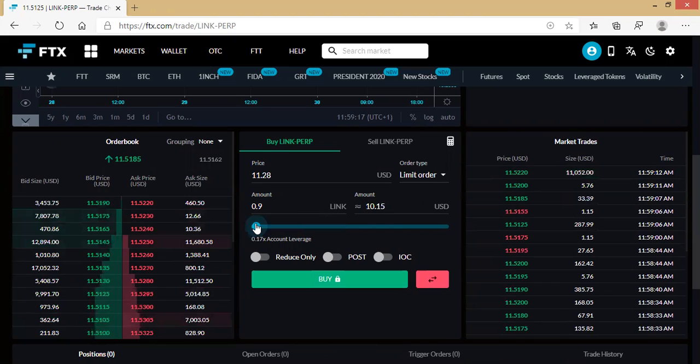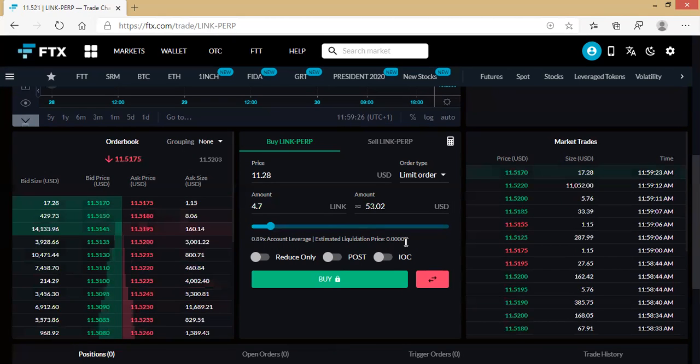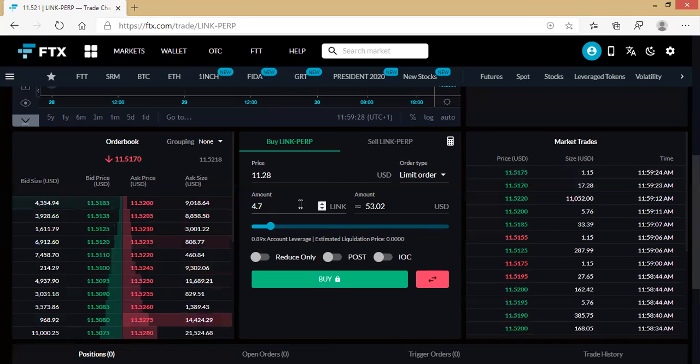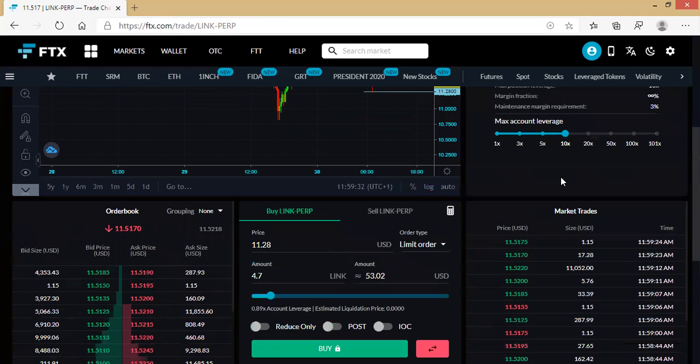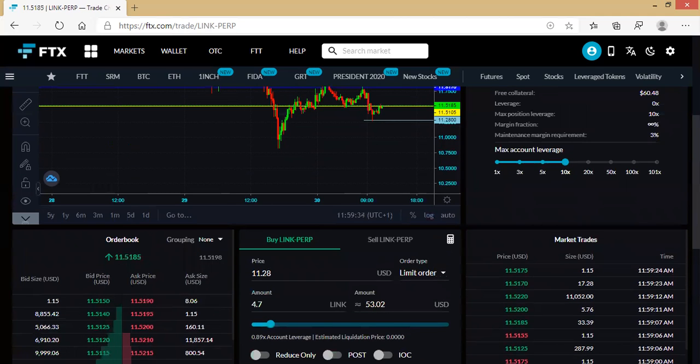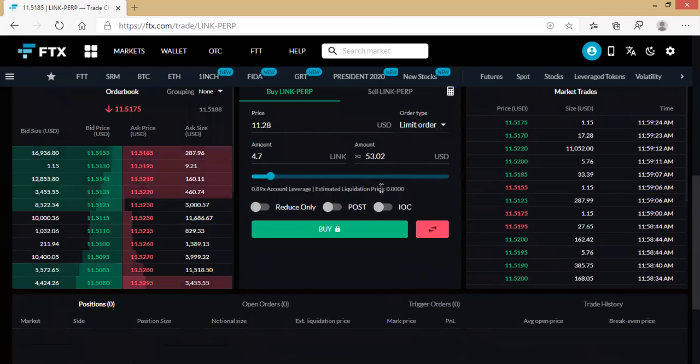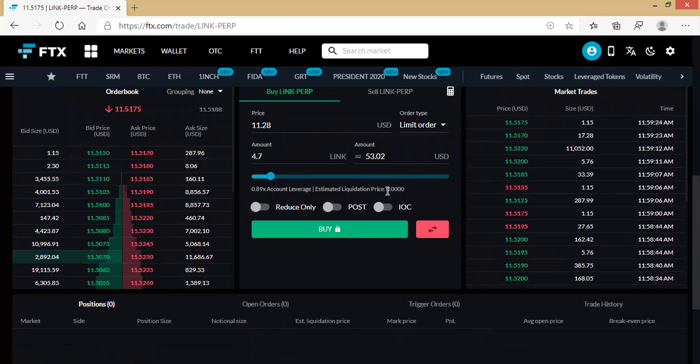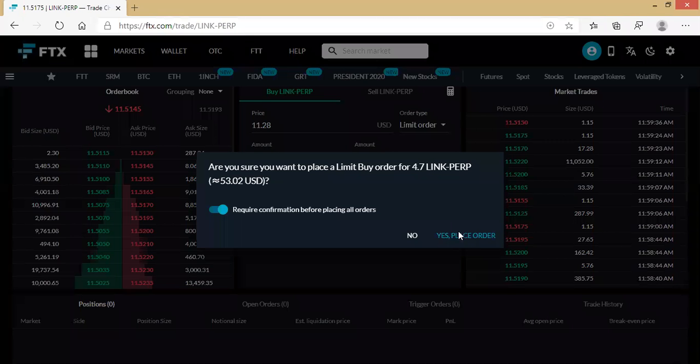And after the calculation, it will also tell you your liquidation price. You see here, estimated liquidation price 0.00, because I'm actually using a very tiny amount of my money there, plus the leverage I chose. Ordinarily it would have calculated the liquidation price for me, and it would have shown it to me at this point. So I'll go right ahead and click on buy.